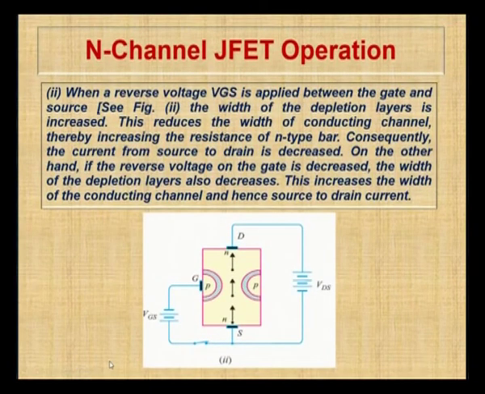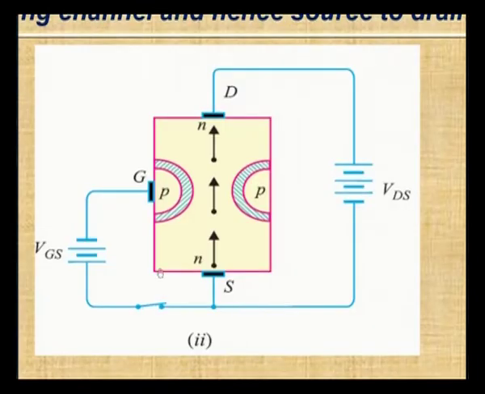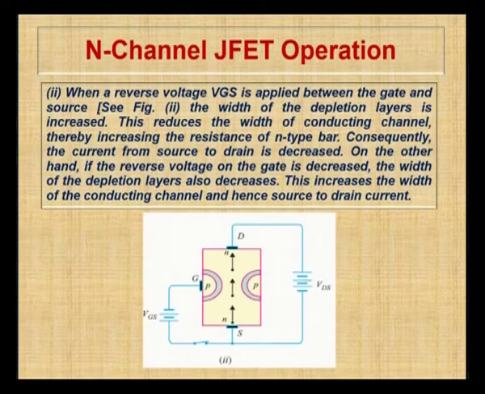Next we move on to the second condition. What happens when we apply the gate to source voltage? When we apply the gate to source voltage, the depletion layer is again formed and goes on increasing. As we apply gate to source voltage, the depletion layer goes on increasing, the channel width will decrease, hence the current will also decrease. So, the inference is, as we increase the reverse voltage, there will be a reduction in the drain current. The drain current will go on reducing and the channel width will also decrease. This is what we study from the operation of a JFET.